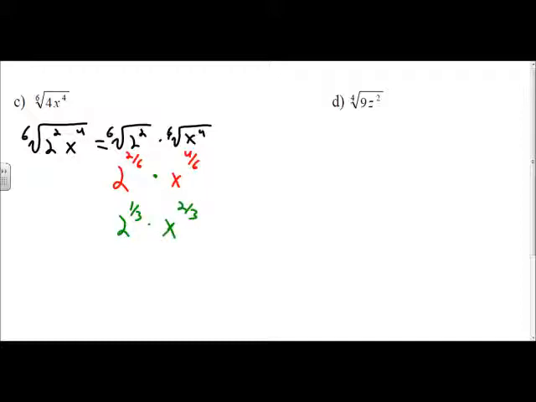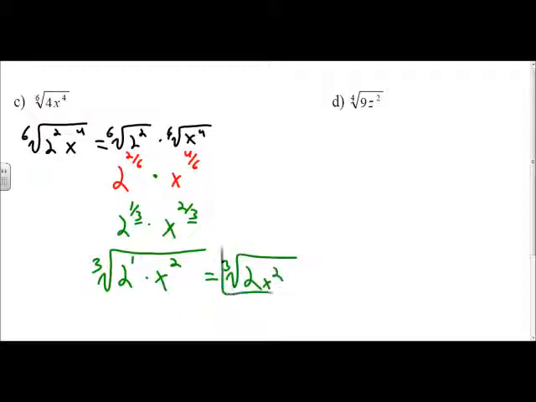And since they're multiplying together, but they have the same denominator in their rational exponent, we would say that we can take that denominator, bring that out, so it stays as 2 to the 1 times x to the 2. And now we rewrite that as the cubic root of 2x squared. So that is our final answer in that case.